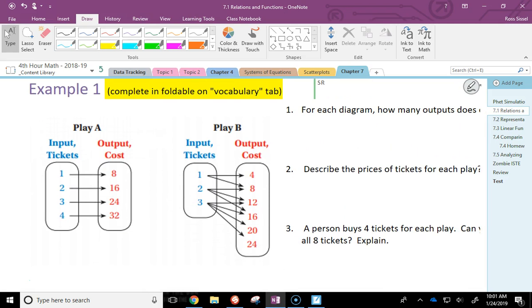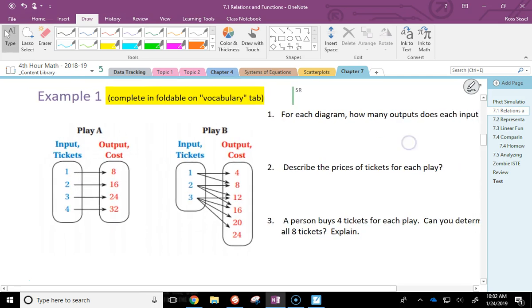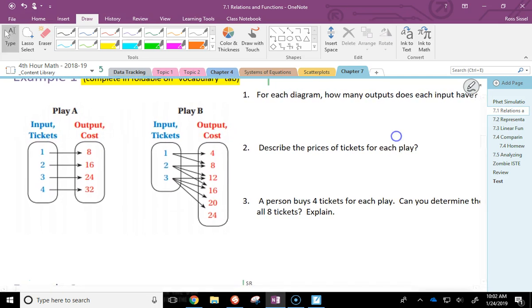All right, so in our vocabulary tab, we have this example. Play A and play B. Play A says input tickets: 1, and it comes out as 8. 2 goes in, 16 comes out. 3 goes in, 24 comes out. 4 goes in, 32 comes out.